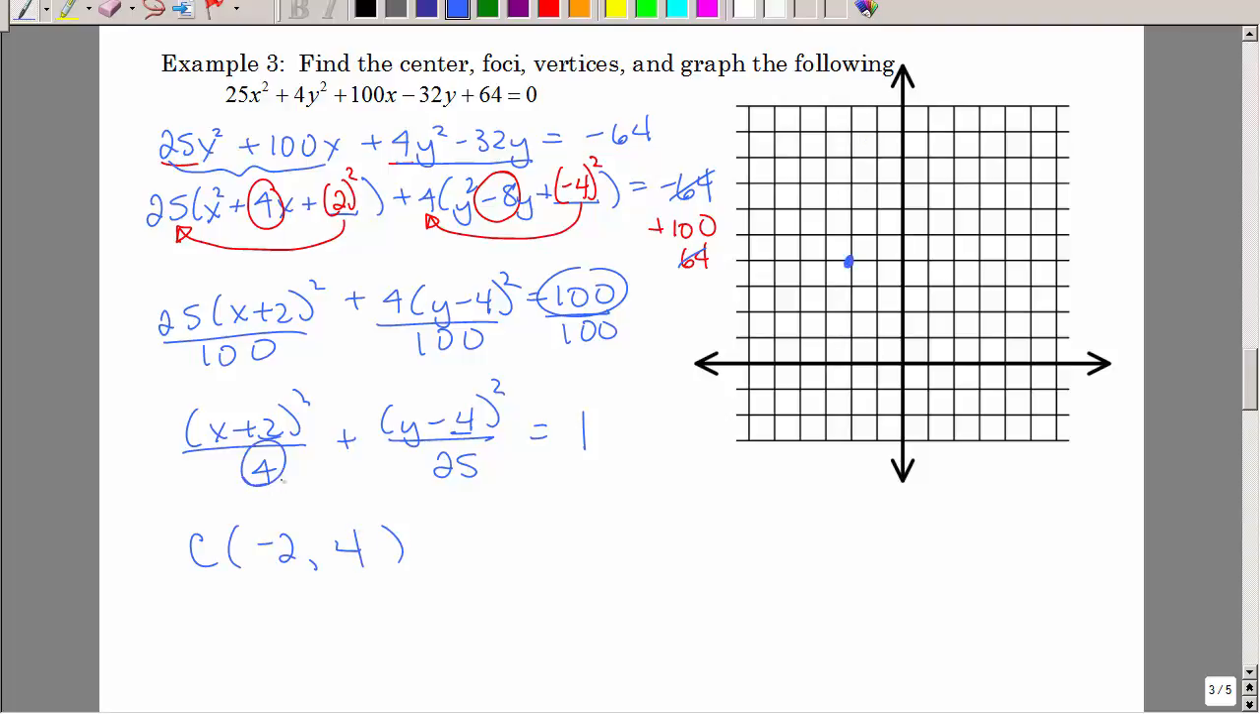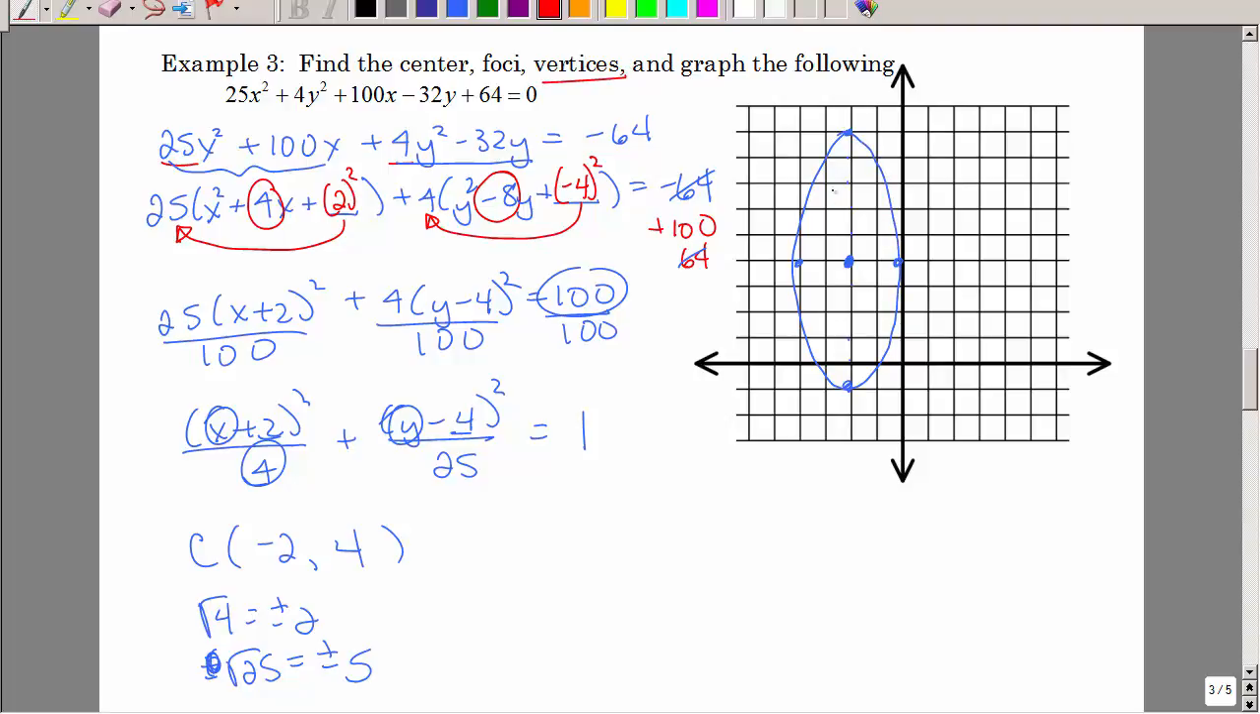Then we're going to take the square root of 4, which is plus or minus 2, and that's underneath x, so again side to side. And then the square root of 25 is plus or minus 5, and that's underneath y. So I go up and down, or in the y direction. Then graph it the best I can.